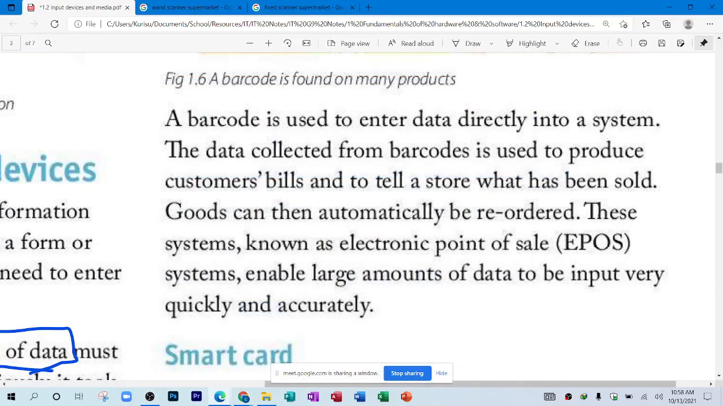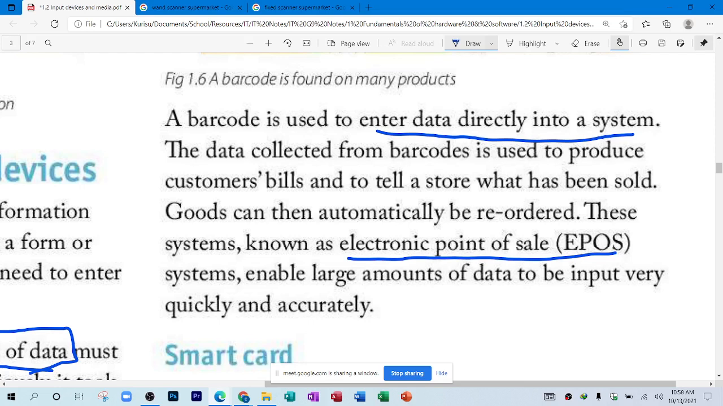A barcode is used to enter data directly into a system. The data collected from the barcode is used to produce customers' bills and to tell a store what has been sold. Goods can automatically be recorded and reordered. These systems, known as electronic point of sale (EPOS) systems, enable large amounts of data to be input very quickly and accurately. All right, good, very good.